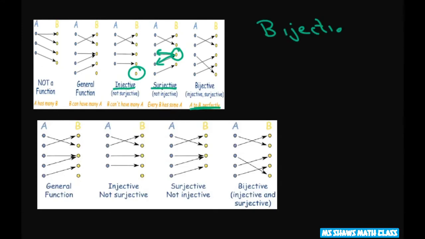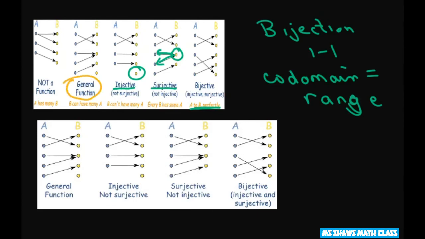means it's one-to-one, and the codomain actually equals the range. And let me explain that one more time. The range for this one is these. The codomain is everything. So that's the difference between codomain and range. And that's it.